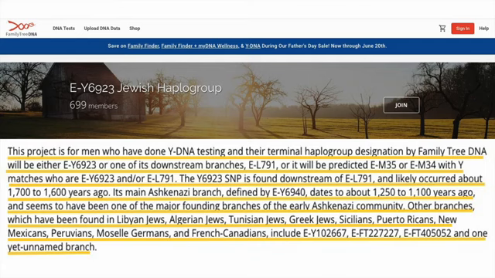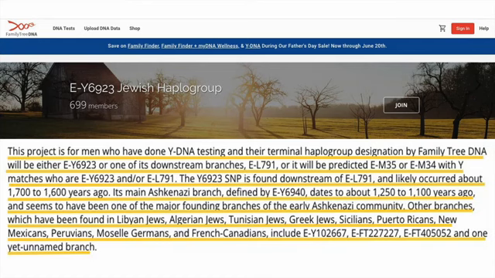With Y matches who are E-Y6923 and/or E-L791. The Y6923 SNP is found downstream of E-L791 and likely occurred about 1,700 to 1,600 years ago. Its main Ashkenazi branch, defined by E-Y6940, dates to about 1,250 to 1,100 years ago. It seems to have been one of the major founding branches of the early Ashkenazi community.